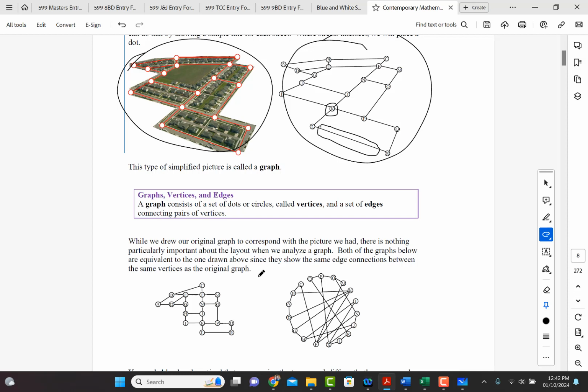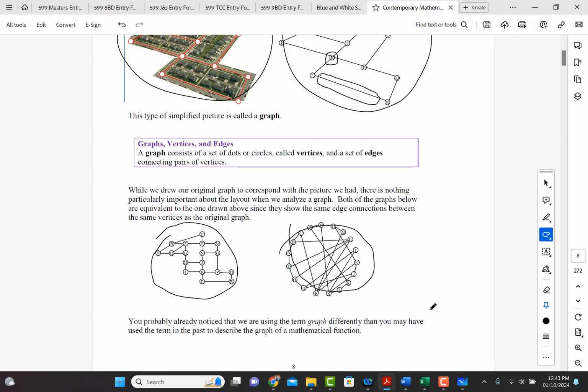Now, while we drew our original graph to correspond with the picture we had, there's nothing particularly important about the layout when we analyze a graph. Both of the graphs below, this one here and this one on the right, are equivalent to the one drawn above, since they show the same edge connections between the same vertices as the original graph.